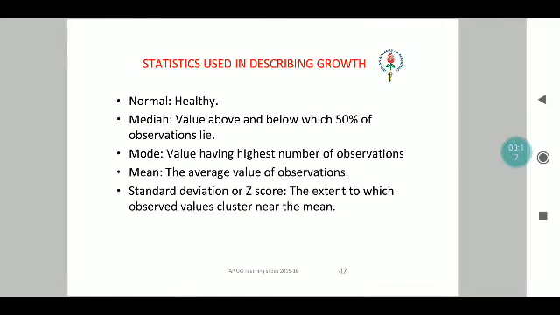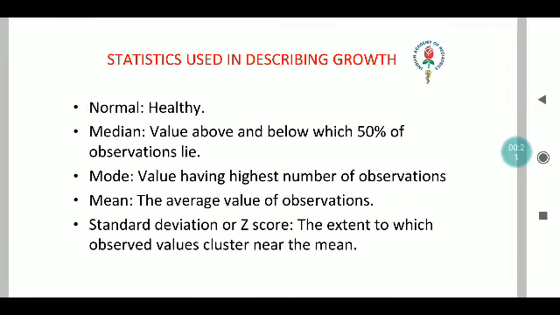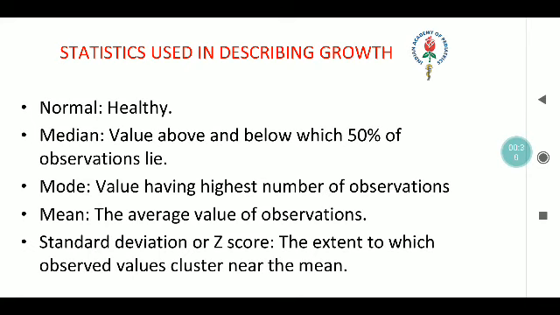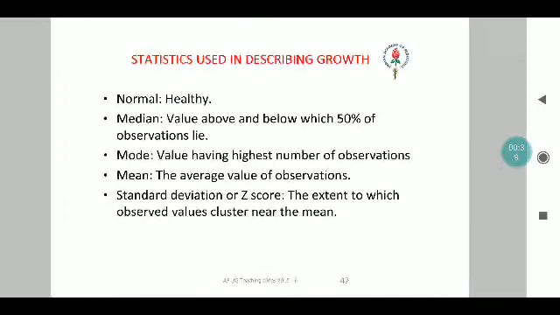Coming to the statistics which were used to describe these growth, normal child of course is considered to be healthy. The median is nothing but the value above and below which 50% of the observations lied. Mode is nothing but the value which is the highest number of observations among the study population. Mean is the average of this population, and z-score or the standard deviation is the extent to which the observed values cluster near the mean.